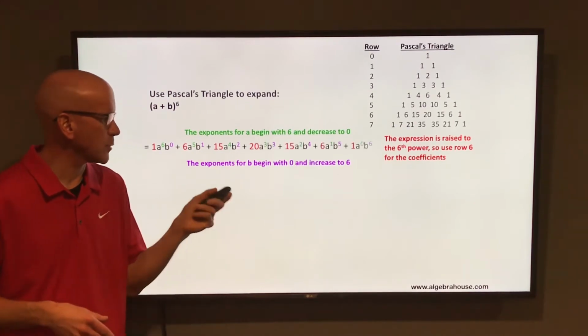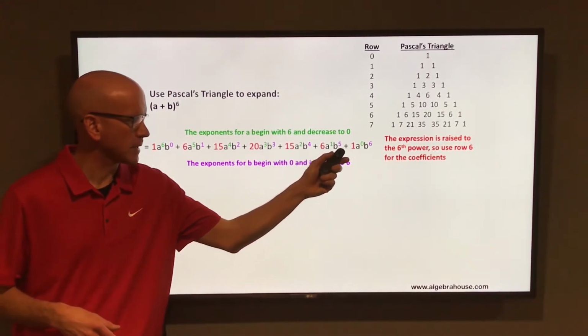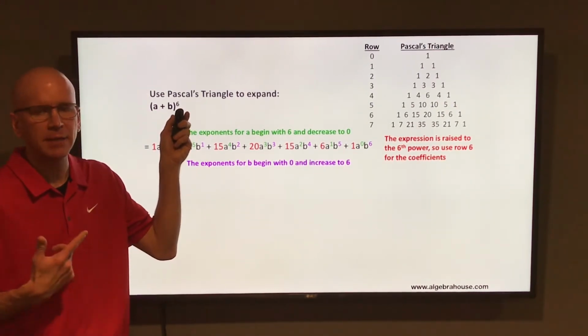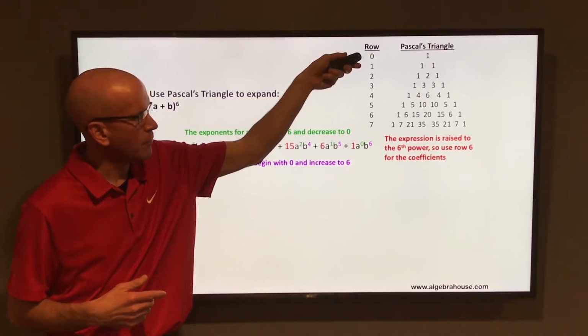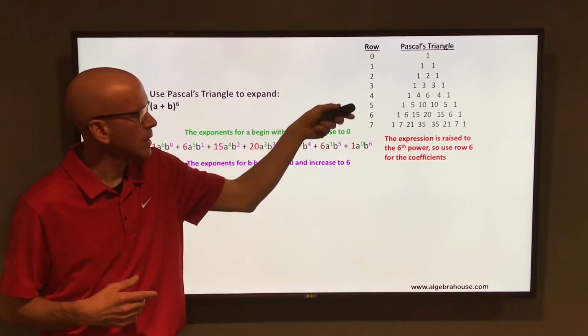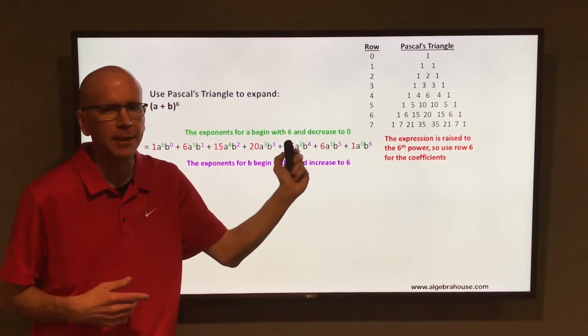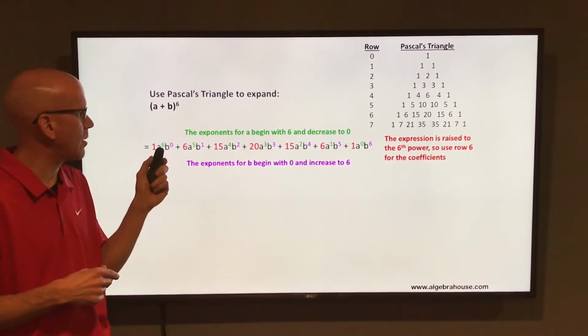We're going to space out those coefficients of 1, 6, 15, 20, 15, 6, and 1. And those coefficients came from row 6 because we're taking this to the sixth power. Now by row 6, don't get confused. The very first row is row 0, and then row 6 to the sixth power are these coefficients that we're putting in.